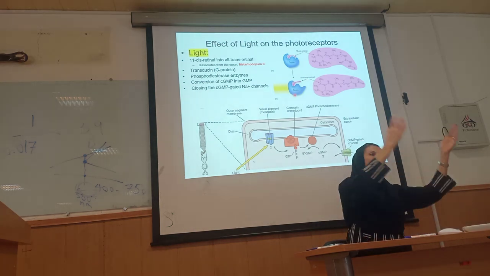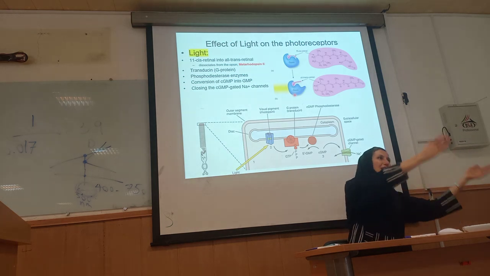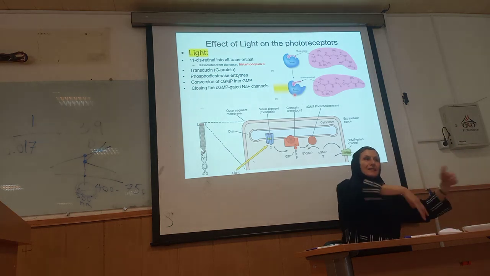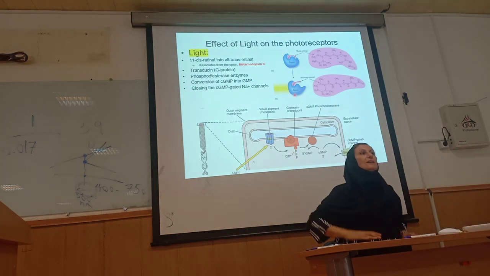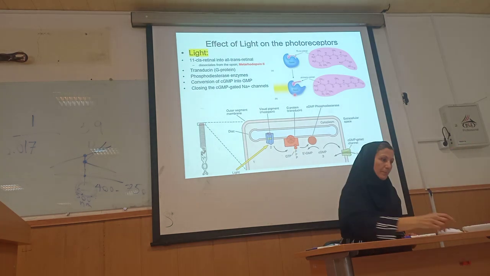After activation, G protein, transducin, is activated. After that, the enzyme is activated. After that, cyclic GMP is reduced, and the channel closes. Okay.